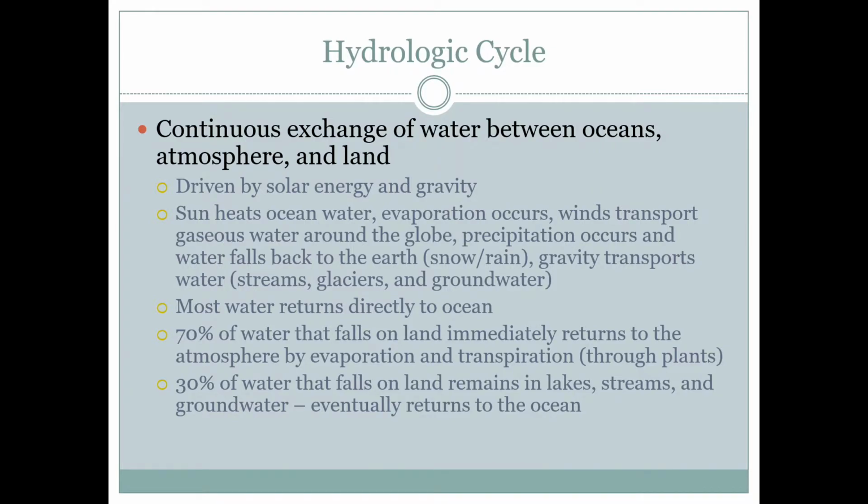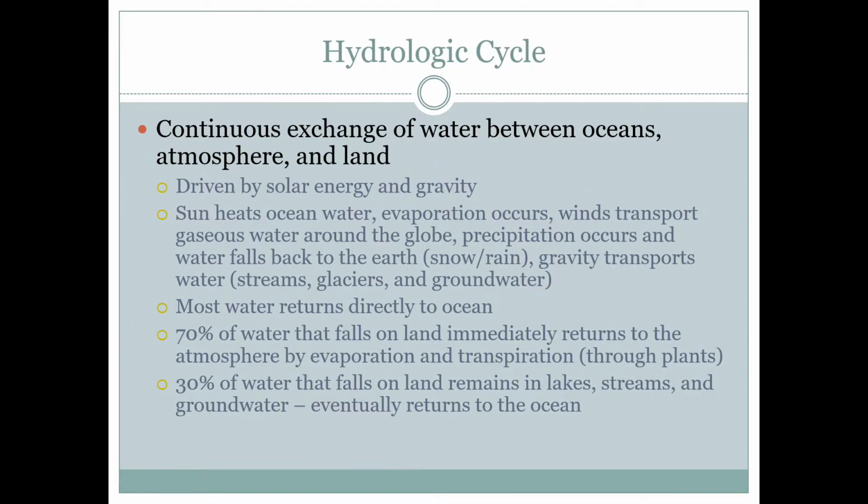When we talk about water in the Earth, we need to talk about the hydrologic cycle, or the water cycle, as some people call it. This is a continuous exchange of water between the ocean, atmosphere, and land. Just like we have a carbon cycle, nitrogen cycles, rock cycles, we also have a water cycle. This cycle is driven by solar energy and gravity. In other words, solar energy evaporates water. Gravity causes precipitation to fall.